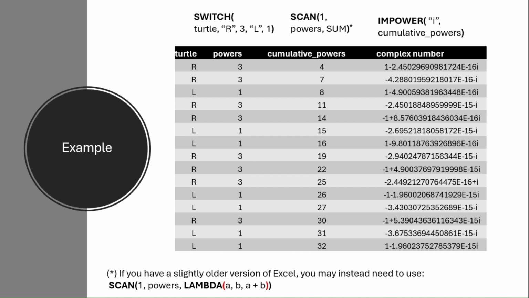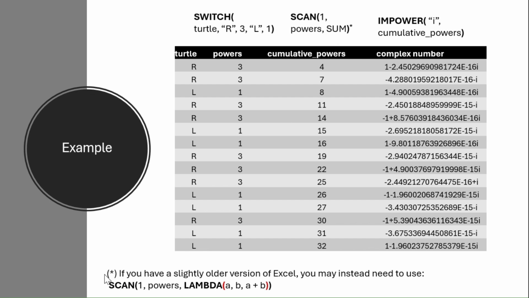Here's a worked example. We start with a turtle going RRL, RRL, etc., and we convert it into powers with the SWITCH function. So R becomes 3 and L becomes 1. We then make a running total of those powers to get a moving running total that shows what the current power is, and convert these into complex numbers. To do the running total, we have to use the SCAN function, and you can use 1 as the initial value, feed it the powers, and put SUM at the end.